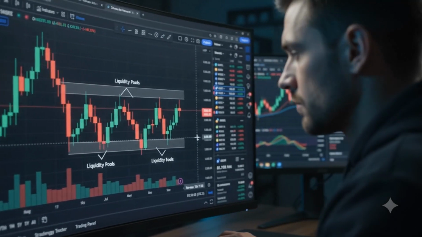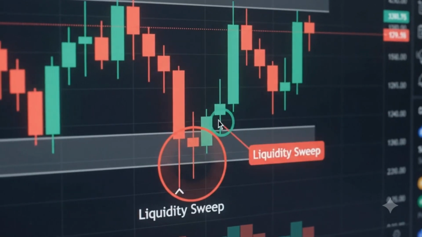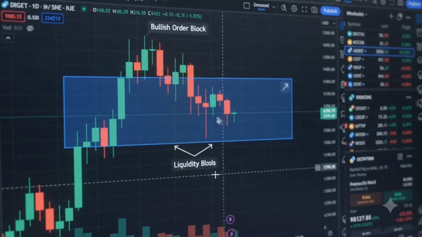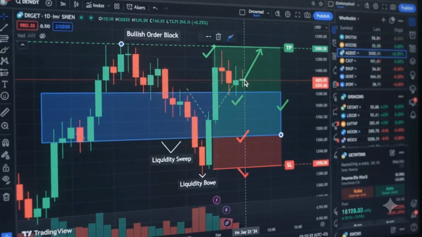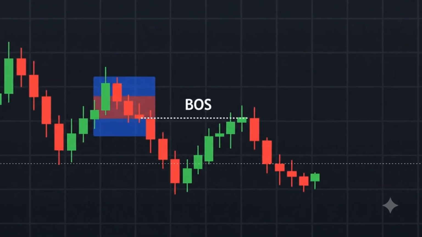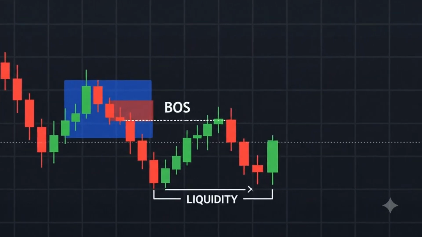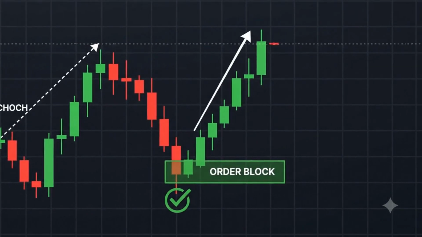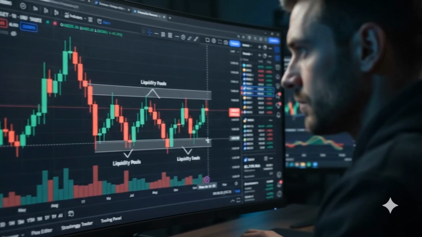Welcome back, traders. What if you could automatically identify order blocks, liquidity sweeps, and market structure shifts without spending hours analyzing charts? In this video, I'll show you a powerful smart money concepts indicator that helps traders spot high-probability entry zones used by institutional traders.